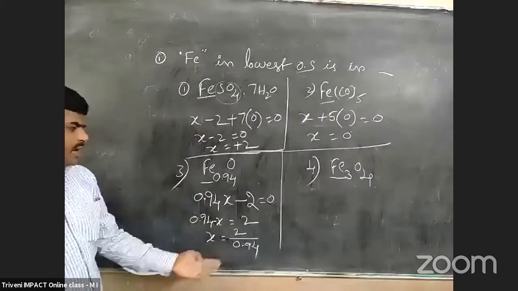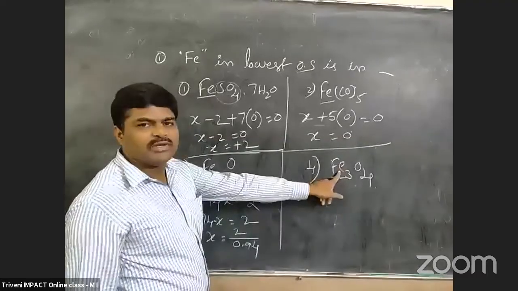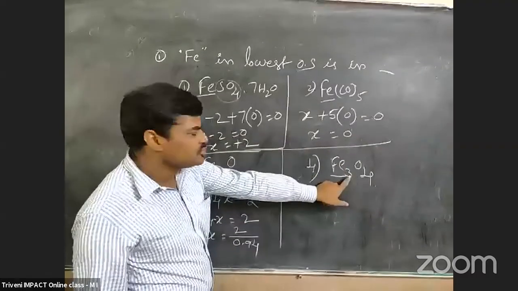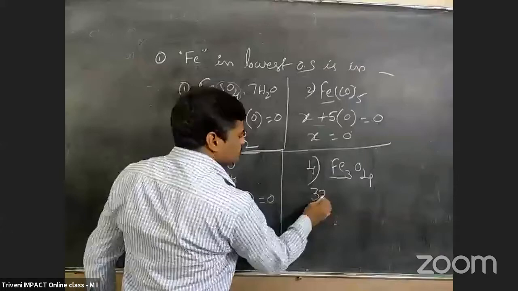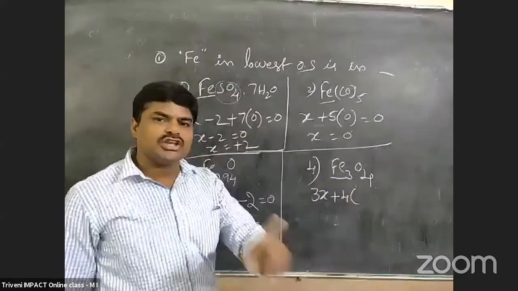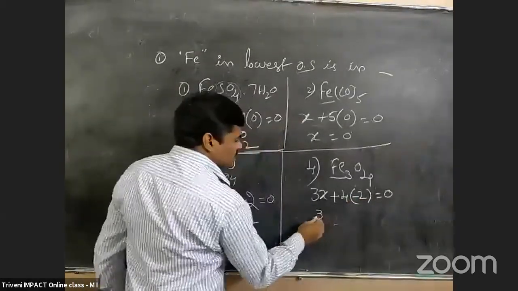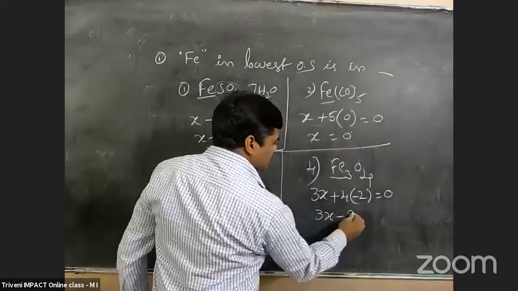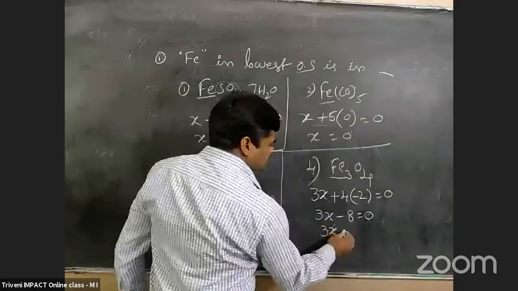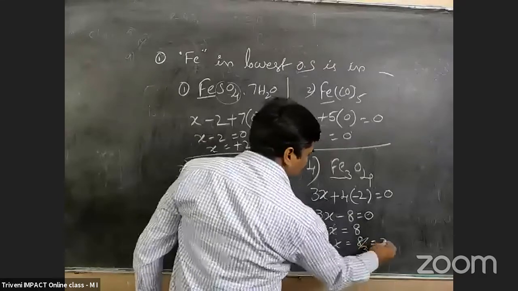Now coming to the fourth one, oxidation state of Fe, let it be x. How many Fe atoms? 3. So 3x plus 4 into the oxygen oxidation state of -2, 4 into -2, is equal to 0. Then 3x minus 8 is equal to 0, 3x is equal to 8, x is equal to 8 by 3, that is 2.6.